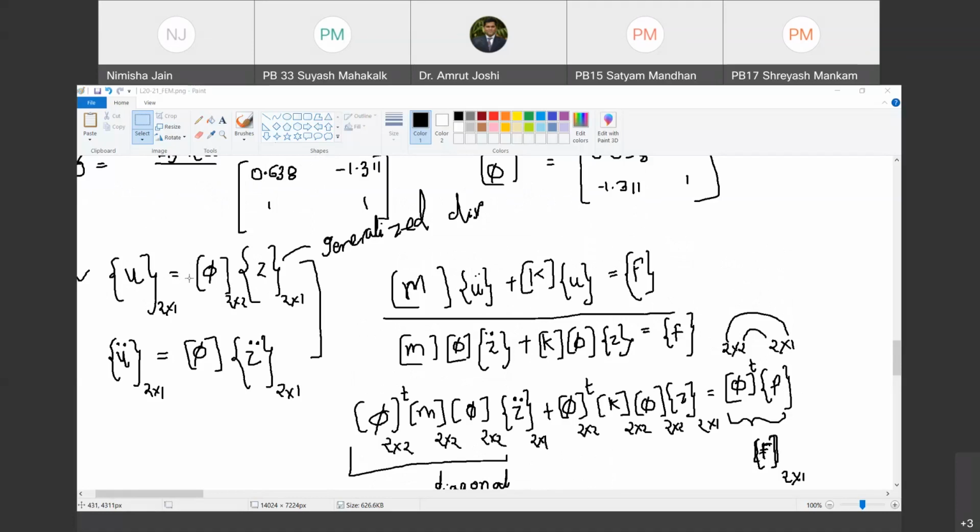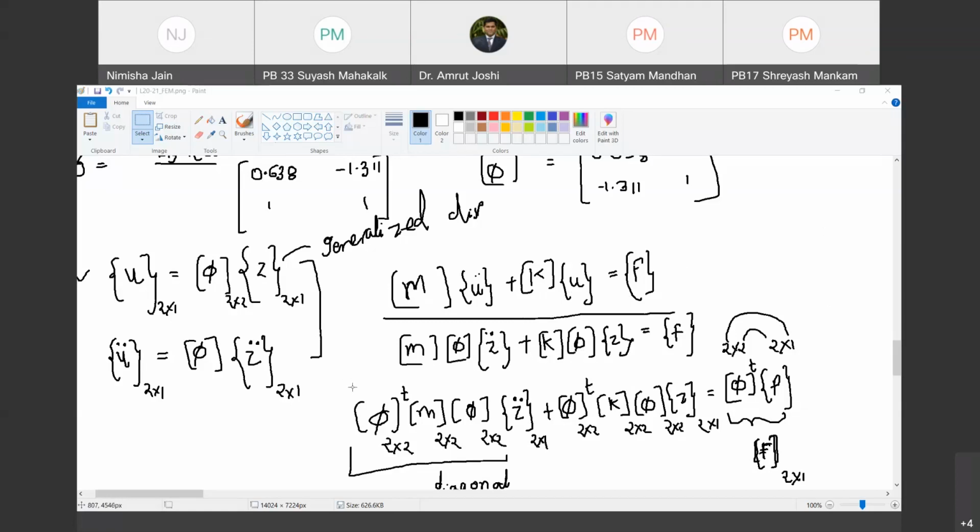Okay. Then U dot is phi times Z dot, and U double dot is phi times Z double dot. Then this U double dot is replaced by phi times Z double dot. So we get the equation in generalized coordinate system as M phi Z double dot. This Z double dot matrix will consist of two terms, Z1 double dot and Z2 double dot. Are you with me? Yes, sir. Then plus K times U, but U is phi times Z. So it is K times phi times Z equal to F, where F is a force matrix, nodal force matrix. Are you with me? Yes, sir.